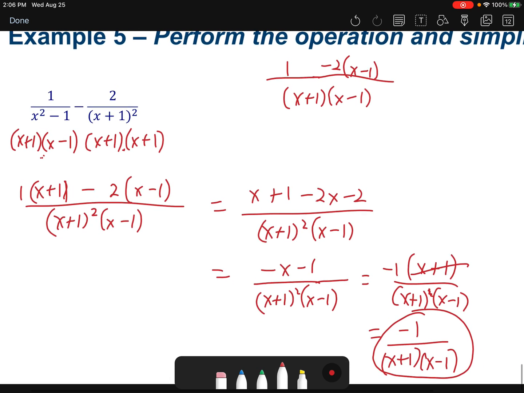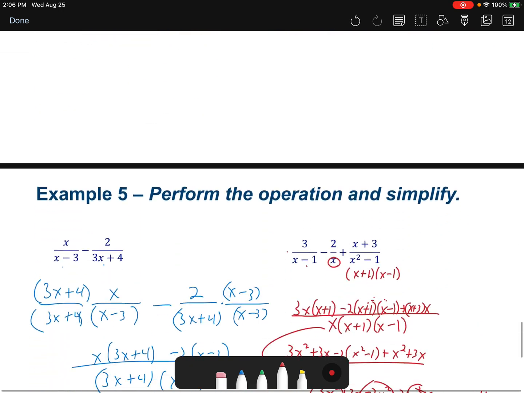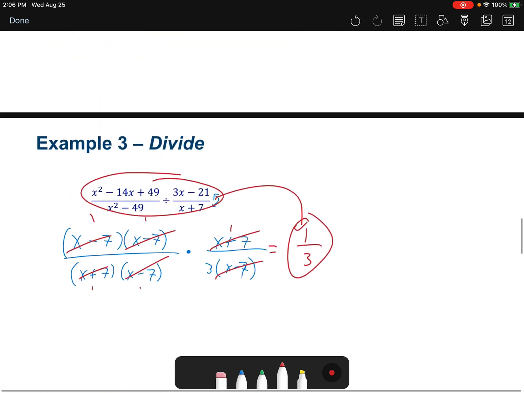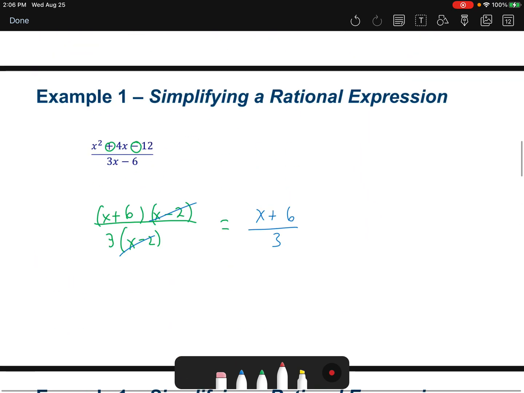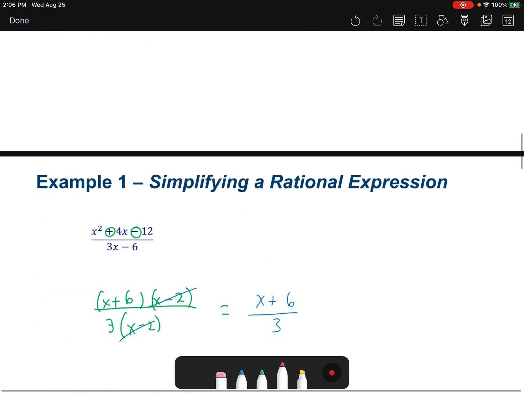So pretty cool stuff. All right, I believe you will have a web assignment over this. Take your time, make sure you understand it. I think most of this you did at the end of the school year last year.